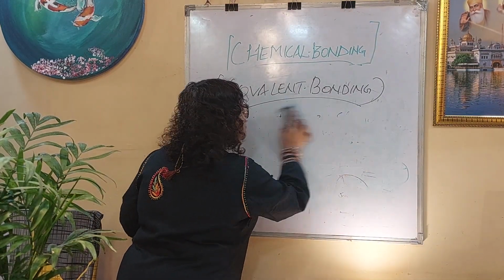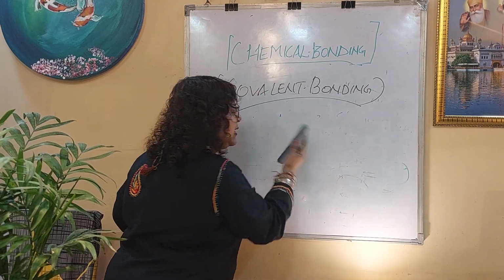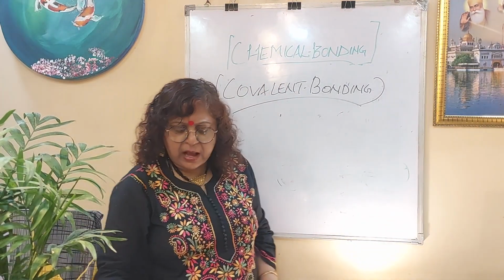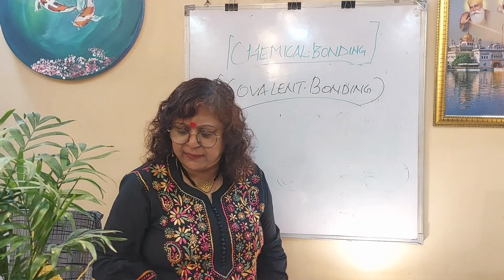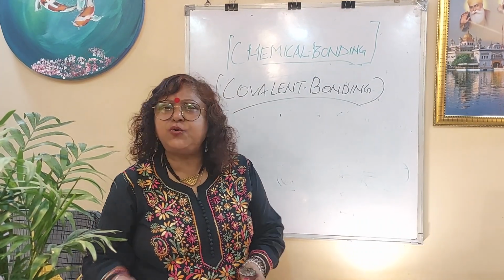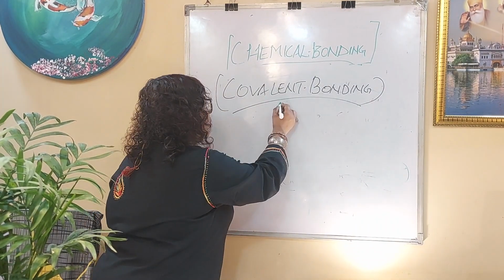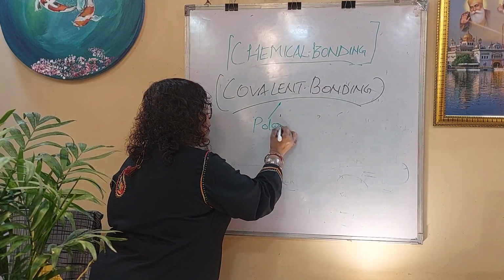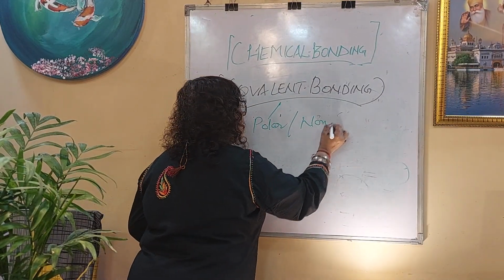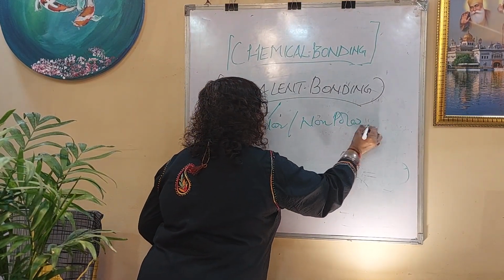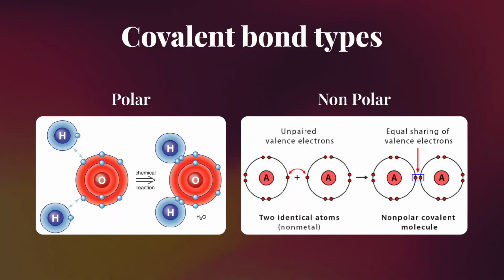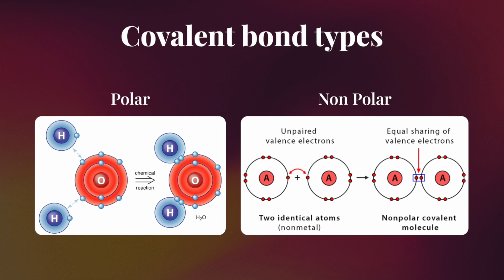Now, another important property which you should write here, which they will ask you: how many types of covalent compounds are there? The keywords are, there are 2 types of covalent compounds, polar and non-polar. Polar means polarity. Non-polar means when it doesn't have any polarity.